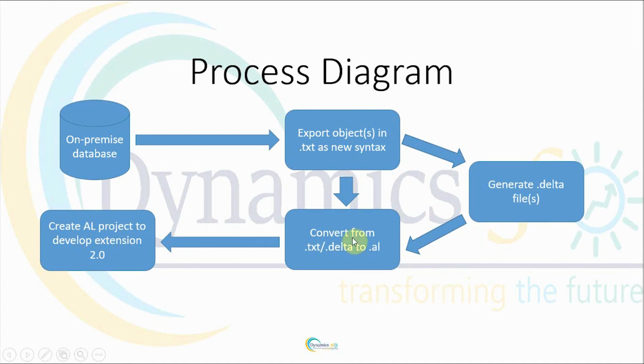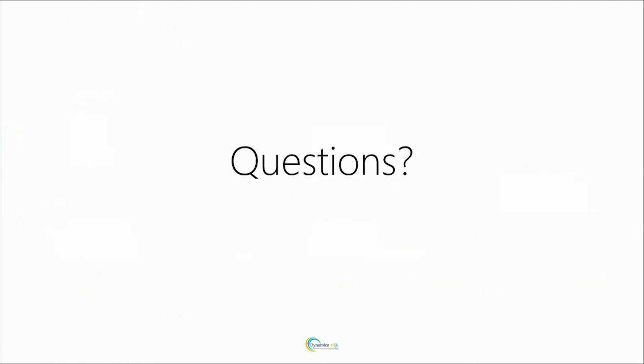So that was the process that we had to follow. We just converted the text to .al file, and the next step would be creating a project and using that AL file in our project. So if you have any questions, you can just post these questions on my blog, and I would be answering you guys there.